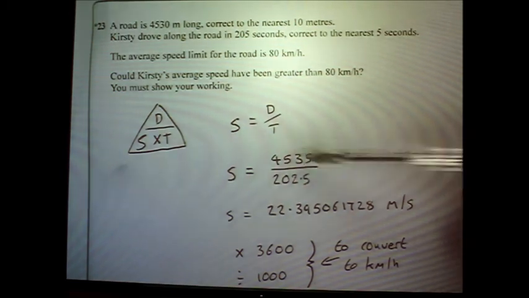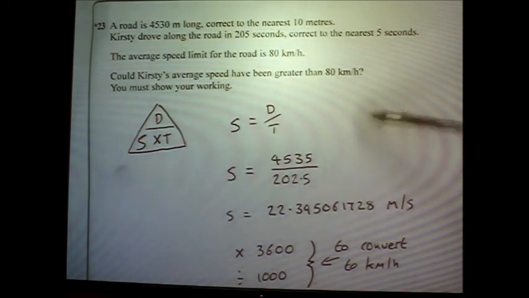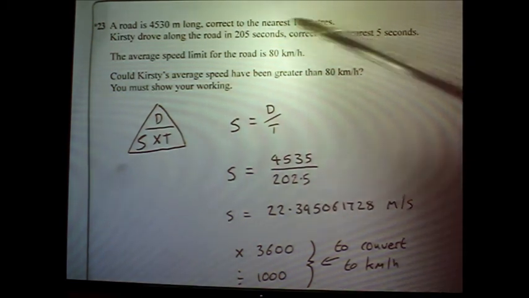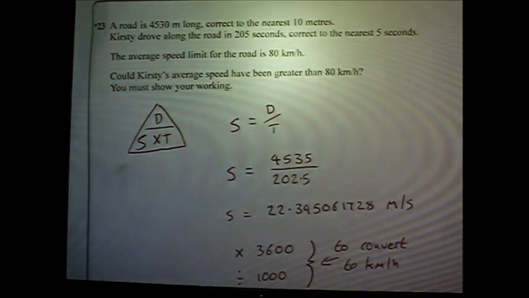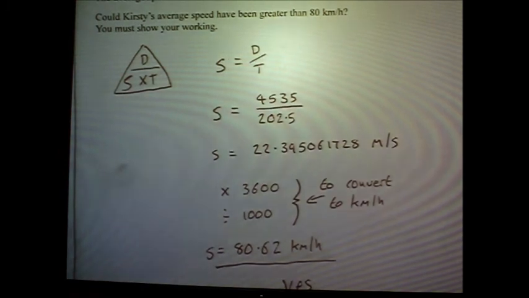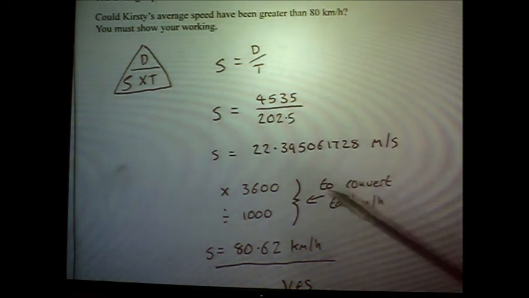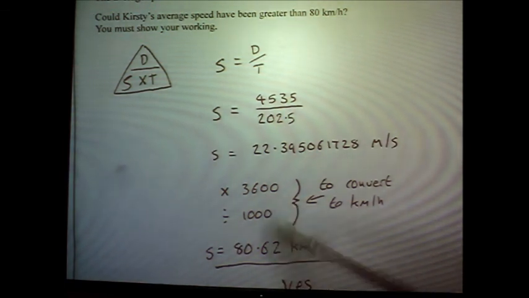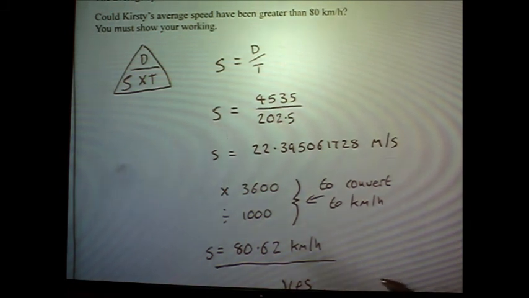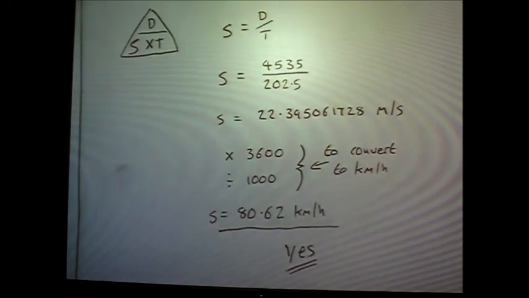So I've worked out this one here, and it comes to that many, and it's metres a second, because I'm talking about metres here, and my time is in seconds. I need to convert that to kilometres an hour. How many seconds are in 1 hour? Because I want it in kilometres an hour, and that's 3,600. And how many metres are in a kilometre is 1,000, so divided by 1,000. So it comes to 80.62 kilometres an hour. So yes, she could have been speeding.